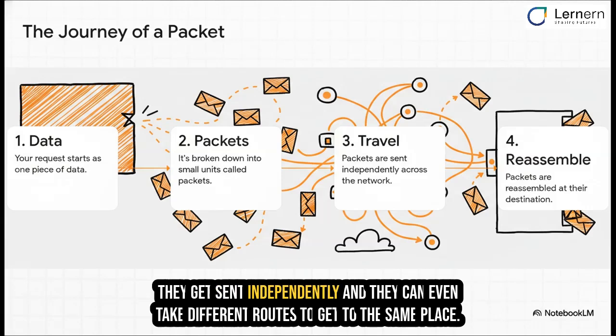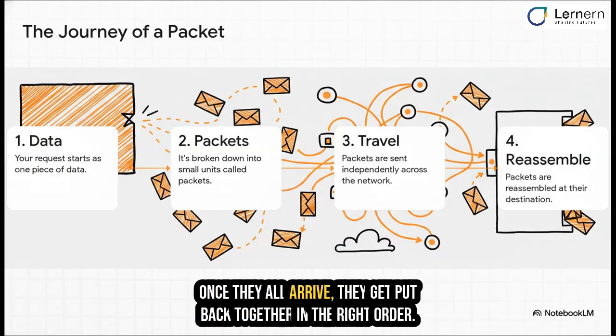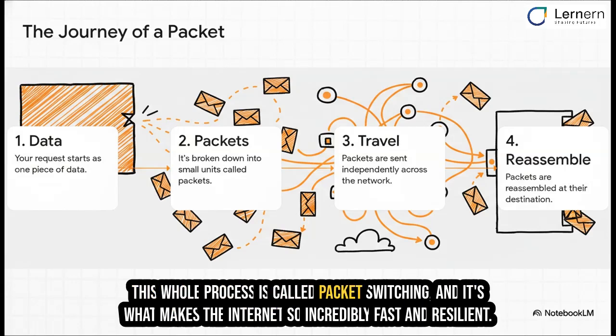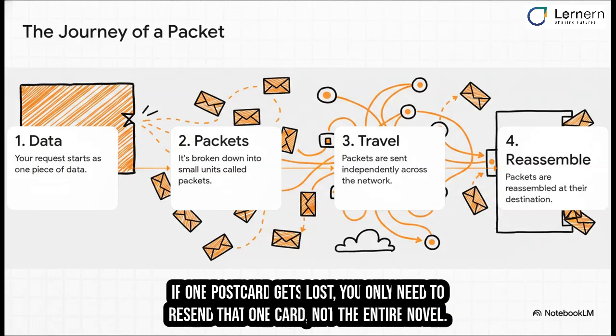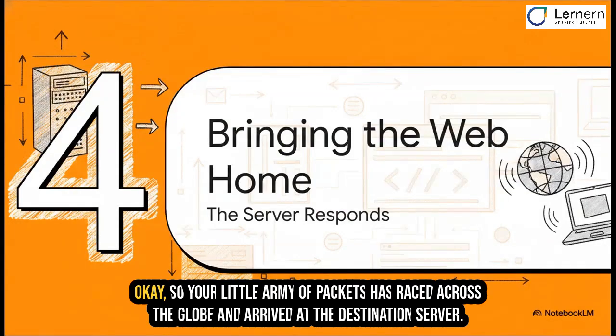They get sent independently, and they can even take different routes to get to the same place. Once they all arrive, they get put back together in the right order. This whole process is called packet switching, and it's what makes the internet so incredibly fast and resilient. If one postcard gets lost, you only need to resend that one card, not the entire novel. Pretty clever, right?